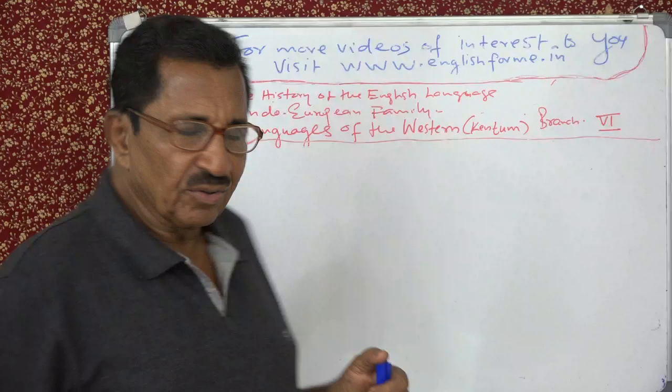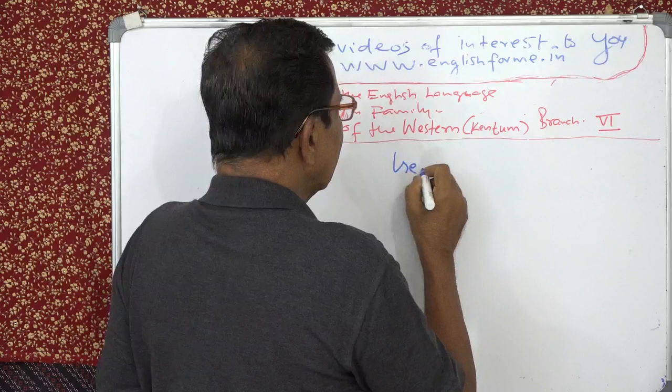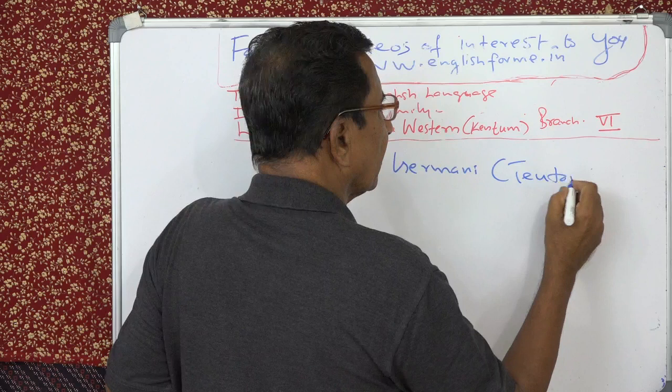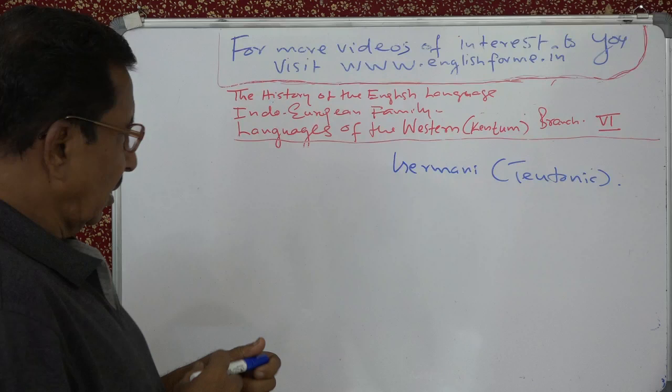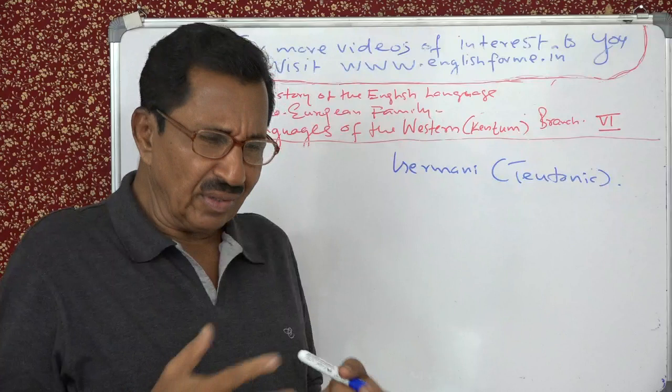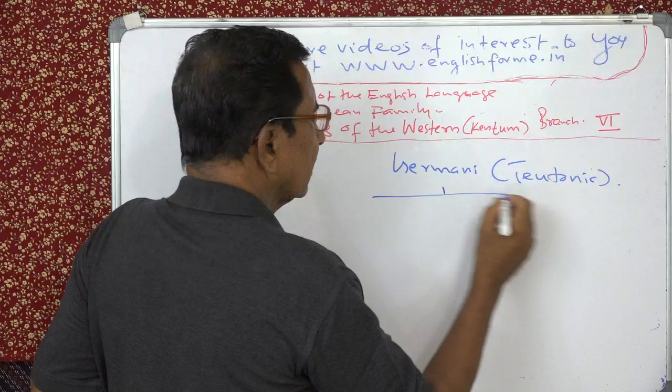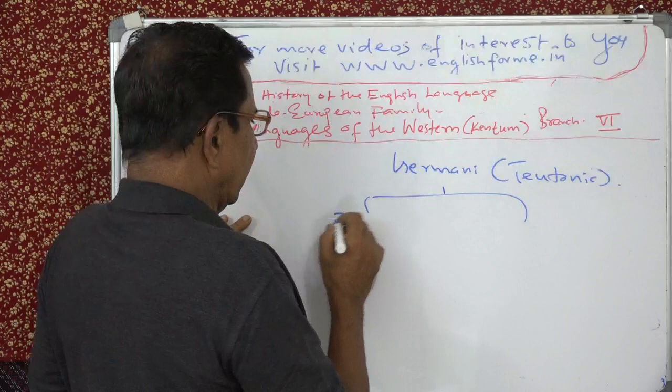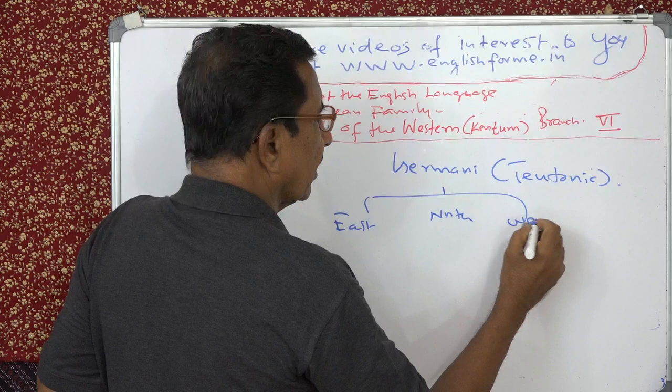So not English, but West Germanic. Germanic is also known as Teutonic, because it was spoken by the Teutons. Listen, Teutons. It's a very important branch as far as English is concerned. You have the Teutonic branch, Primitive Germanic and Primitive Teutonic, as you said many times. Now you have Germanic with three branches, which is important for us: East, North, and West Germanic.